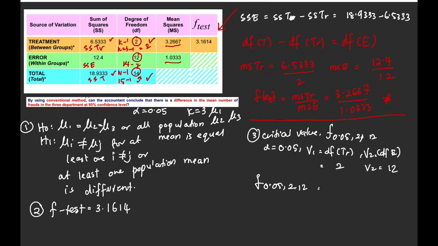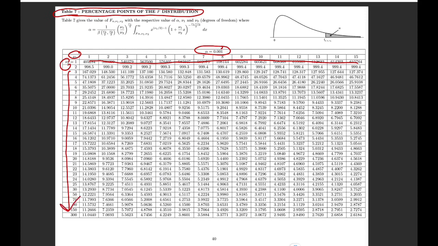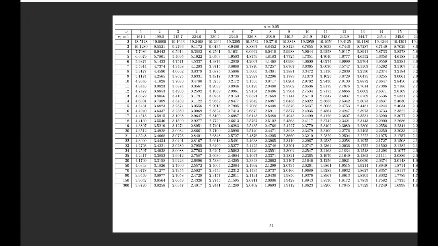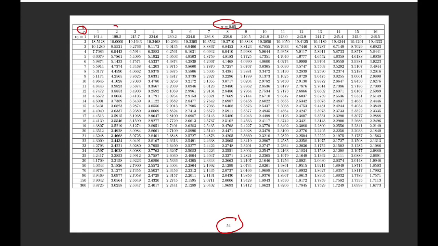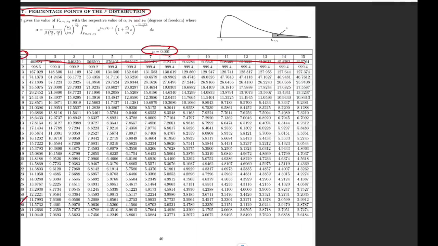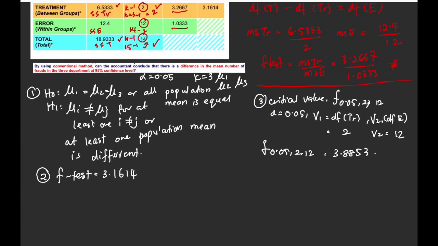How do you want to get this value? Look at your stat table. Go to table 7, percentage of the F. This one is your alpha, this one is your Nu1, and this one is your Nu2. So find alpha 0.05, which is located here, page 54. Our Nu1 is 2, our Nu2 is 12. So the intersection will be here, 3.8853. So the answer here is 3.8853.